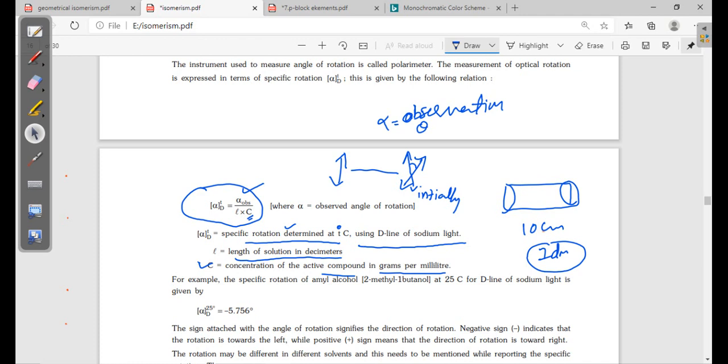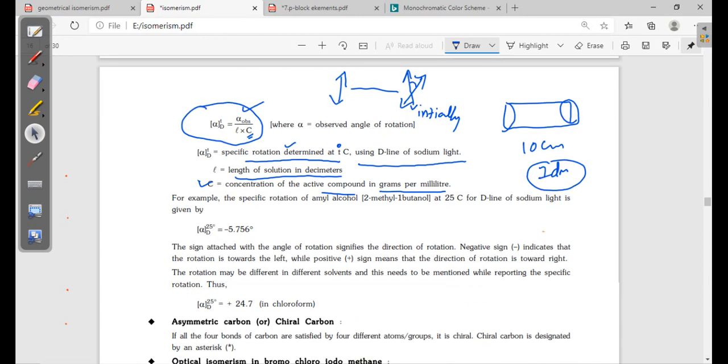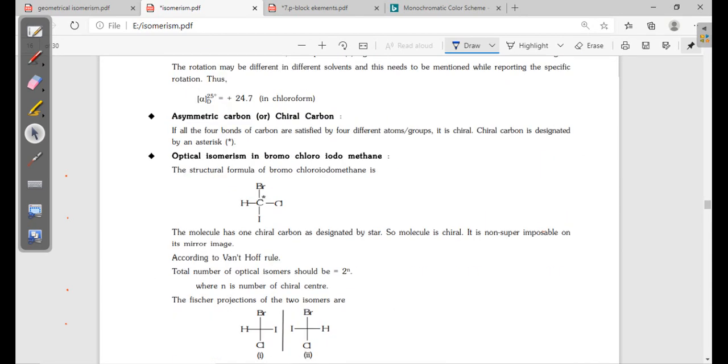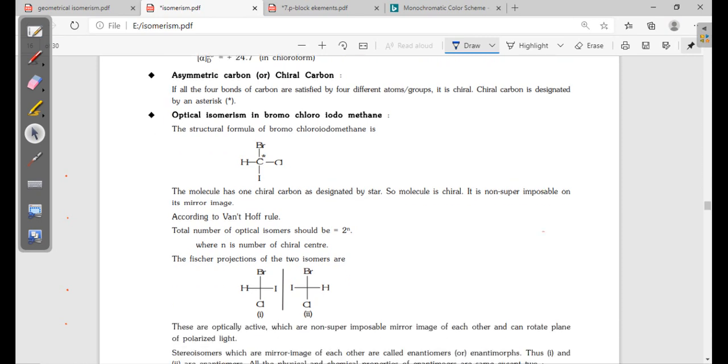Grams per milliliter. Next, that numerical is not much important. Now, asymmetric carbon, clear. Asymmetric carbon or chiral carbon is the carbon which is attached to 4 different groups. All 4 bonds of carbon are satisfied by 4 different atoms or groups. It is chiral. Chiral carbon is designated by an asterisk.